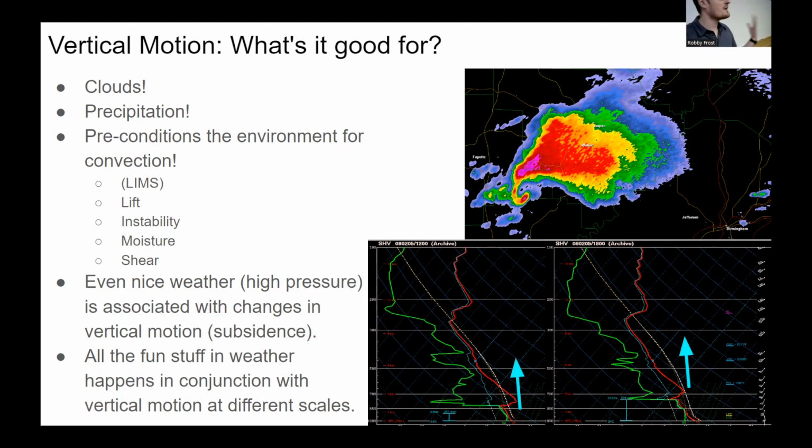So even nice weather, your high pressure. Today was a good example, nice and sunny. That's probably a result of vertical motion because you have higher pressure that's suppressing cloud development, convection, things like that. So your nice, sunny, warm days during the summer, a lot of times that's driven by subsidence. So I like to just sum it all up: all the fun stuff in weather happens because of vertical motion. So be thinking in that 4-dimensional space, 3 directions, X, Y, and Z, and then time.